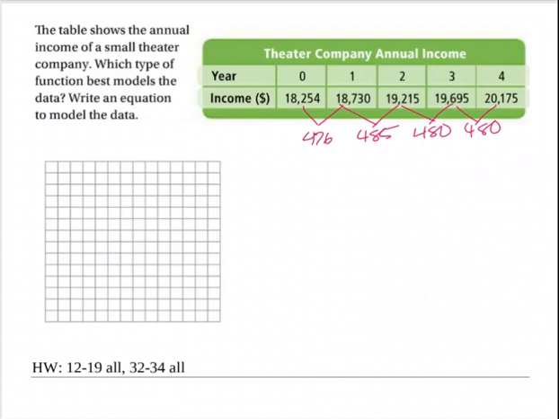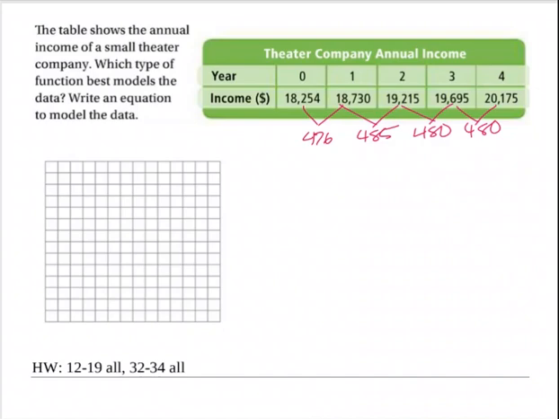So 476, we got two 480s here. 485 is pretty close to 480. 476 is pretty close to 480. In fact, all of these numbers are very close to what? 480. This one's only off by 4 and it's 4 below. This one's only off by 5 and it's 5 above. The average number here is probably 480.